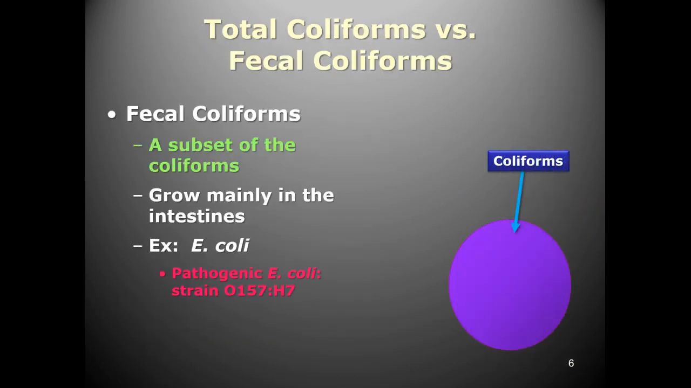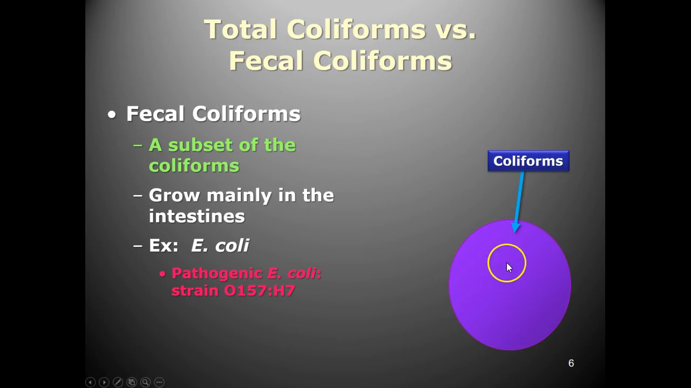Now, there are two different numbers that we can come up with if we do actually put them on plates. That's called total coliforms, and then there's the fecal coliforms. So the total coliforms is all coliforms. There are some that fall into this category that we don't find in the intestinal tract and aren't eliminated from an animal in the feces. So the fecal coliforms would be considered to be a subset of that.